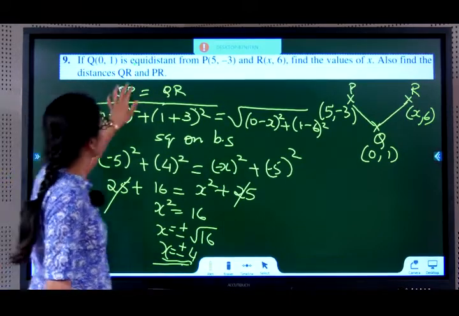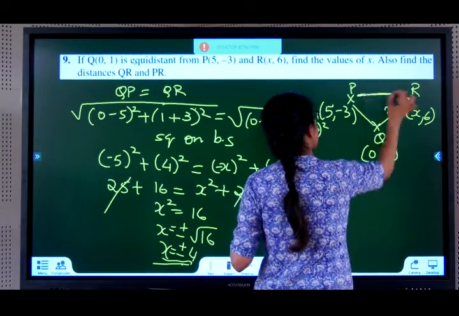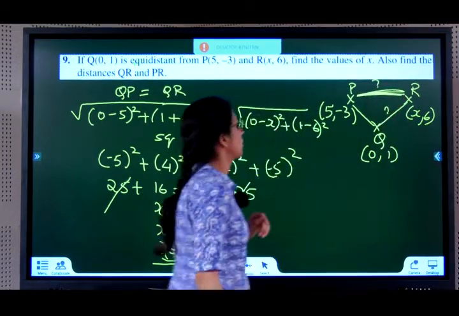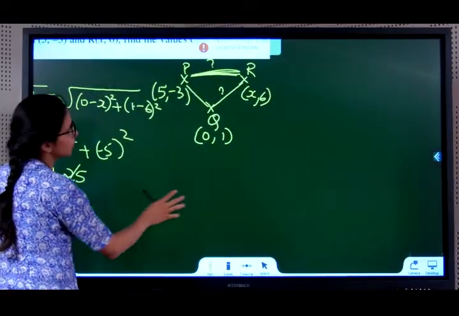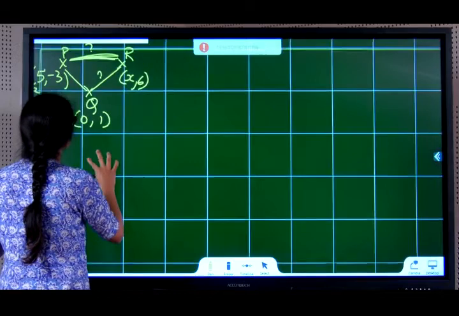You have to find QR and PR. QR means this distance, PR means this distance. Okay. So now you have two conditions, when x is plus 4 and when x is minus 4. So we will do it for both of them separately.